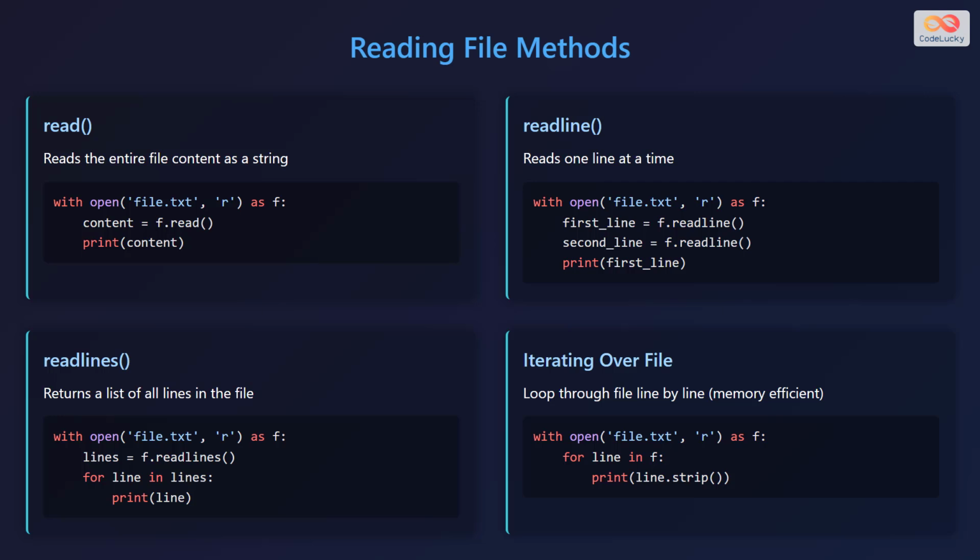The readlines method returns a list of all lines in the file, where each line is an item in the list. And finally, to loop through a file line by line, we can simply iterate over the file object using a for loop. This is memory efficient, especially for large files.